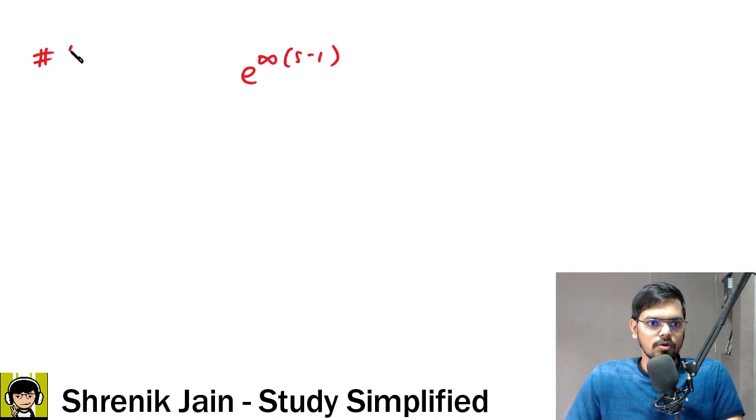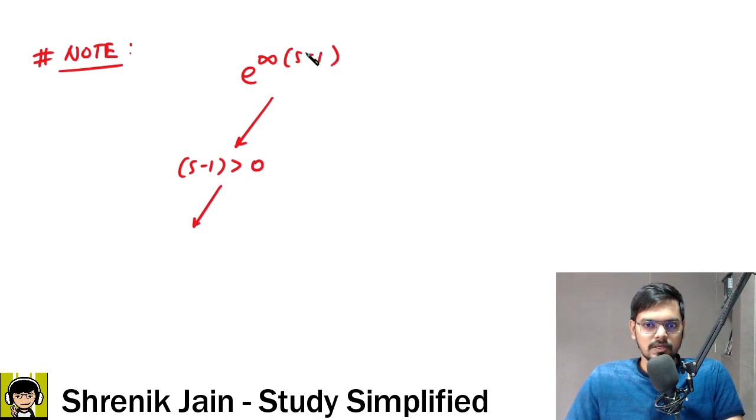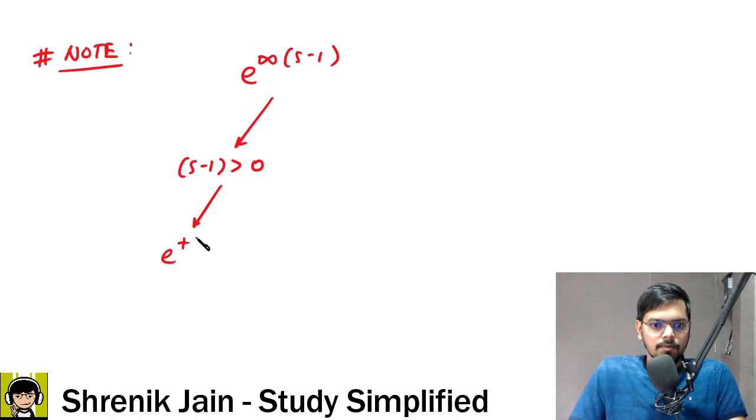So hashtag note again, please note it down. This is a very important step. If s minus 1 is greater than 0, what will happen? If s minus 1 is greater than 0, which means this is positive. So positive infinity, e to the power positive infinity, the answer would be infinity.